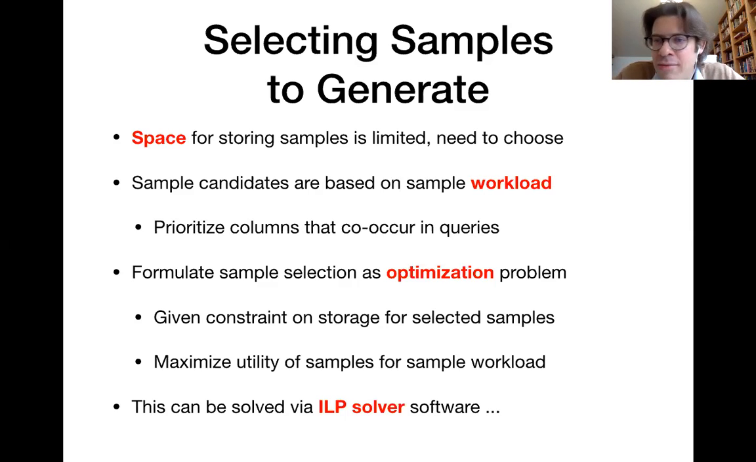We can formalize this as an optimization problem. So we essentially say that given constraints on the total available storage that we can use for storing samples, we want to maximize the utility of the generated and stored samples for our sample workload. And once we have formalized that, then we can use existing solver software such as integer programming solvers, which can give me the optimal solution for the corresponding problem.